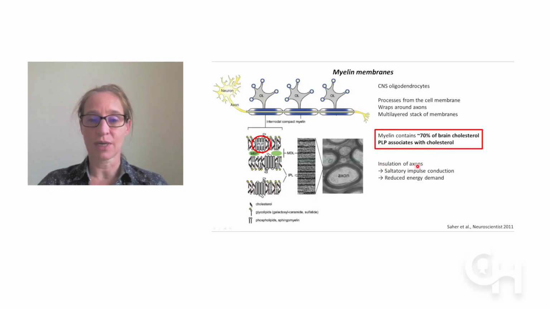What is myelin good for? It insulates axons, and therefore the lipid-rich constitution is very important because this insulation function relies on the lipids. This allows saltatory, so fast, impulse conduction over the internodes. Another feature of myelin is that it reduces the energy demand of axons to maintain this impulse conduction by about 80%. This has been calculated.